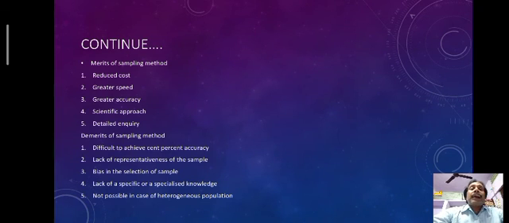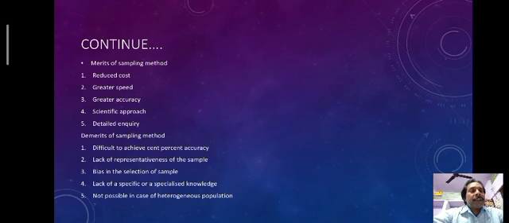Next, what are the demerits of sampling method? There are some demerits. First, it is difficult to achieve 100% accuracy. Sometimes we select the items, but they do not perform according to our desire. In that case, our selection may be wrong, and due to that the result will not be accurate. Next is the lack of representativeness of the samples. Here all the samples cannot represent in a better way, and that's why we face problems.